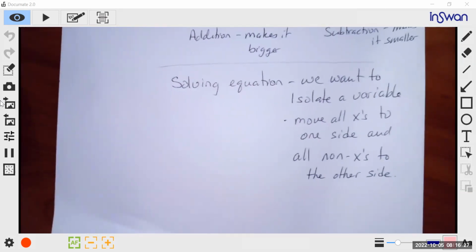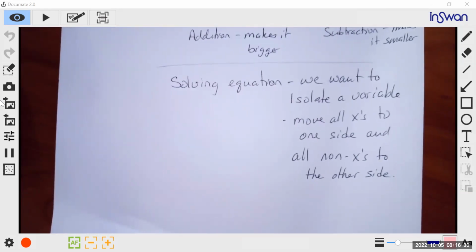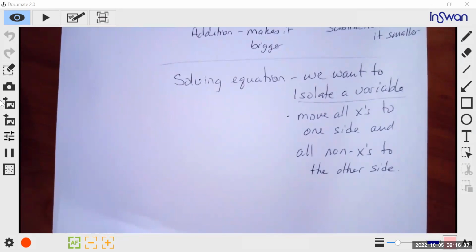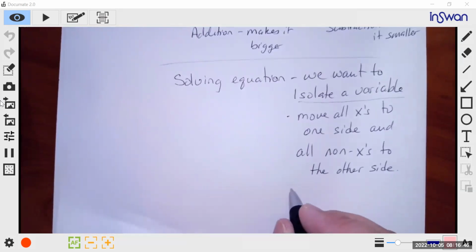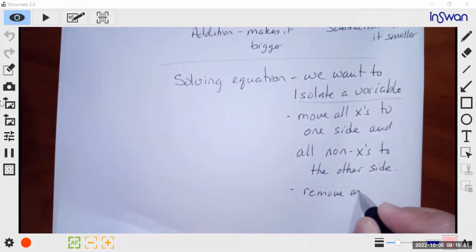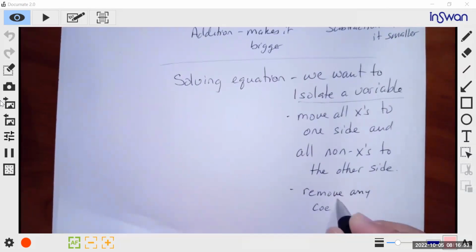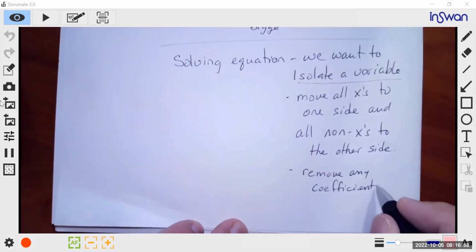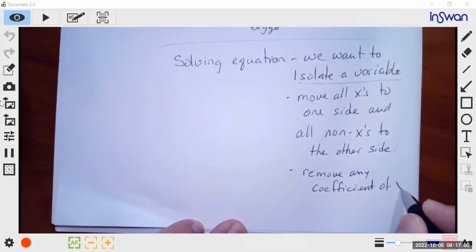Because when you're solving for a variable, you want to get that variable by itself. Your whole objective is to isolate it. Get it by itself. Isolate a variable. Isolate means to get it alone. So we have to first move the variables away from the numbers. Then we have to remove any coefficient of x.